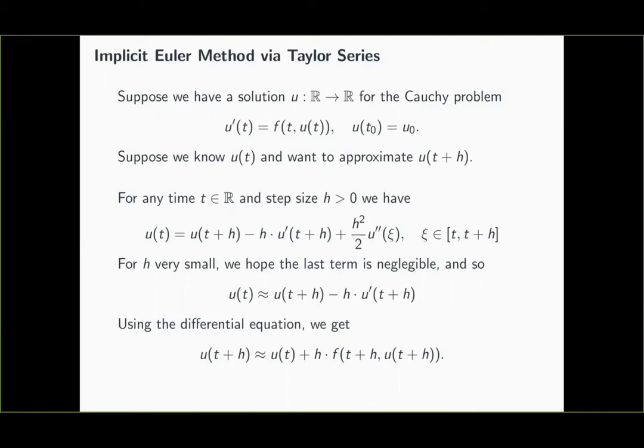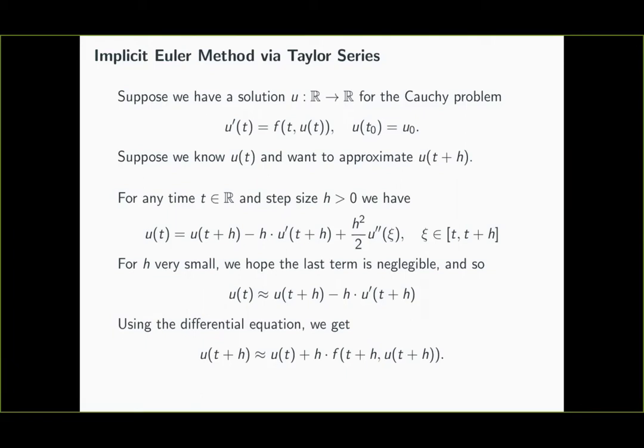That is really just a Taylor polynomial, and you might pause the video to take a look at it before we proceed. Now, heuristically, if h is small, then this last term involving h squared might be very small too. It will most likely go quadratically to 0 as h gets smaller and smaller. So we get the approximate relation that u of t is roughly the same as u of t plus h minus h times u prime of t plus h.